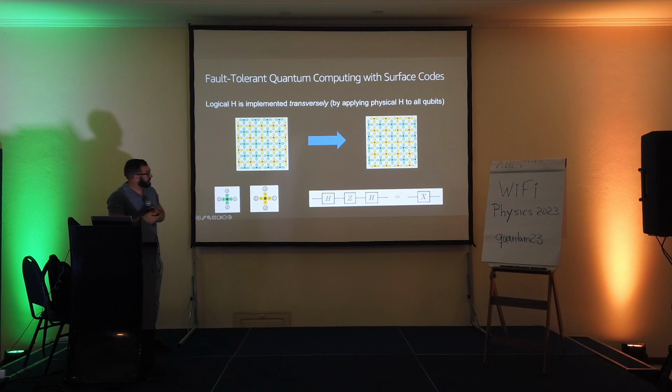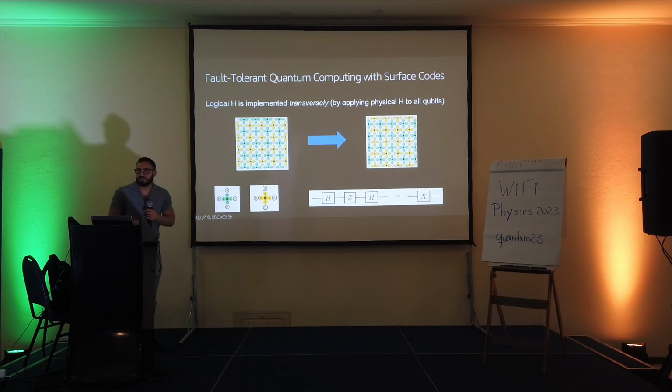For the Hadamard, it's even easier. If you just take all your data qubits and you apply a Hadamard gate to each one of them, I claim that you implement the logical Hadamard gate. So that's the claim, after a rotation of the lattice, which you have to compensate in other ways. And why is that the case? Because we have this relation: if you conjugate the Pauli Z matrix by Hadamard, you get the X matrix.